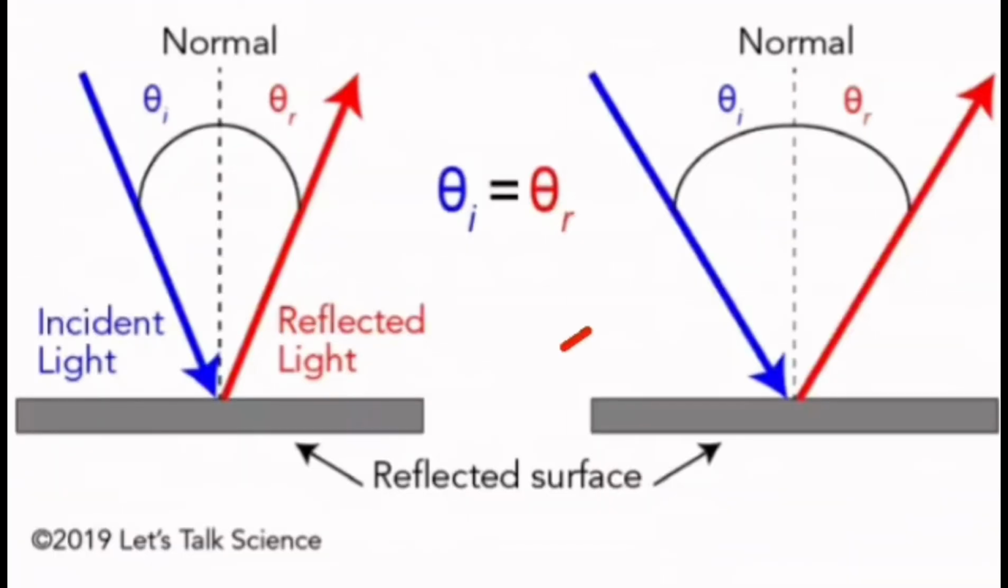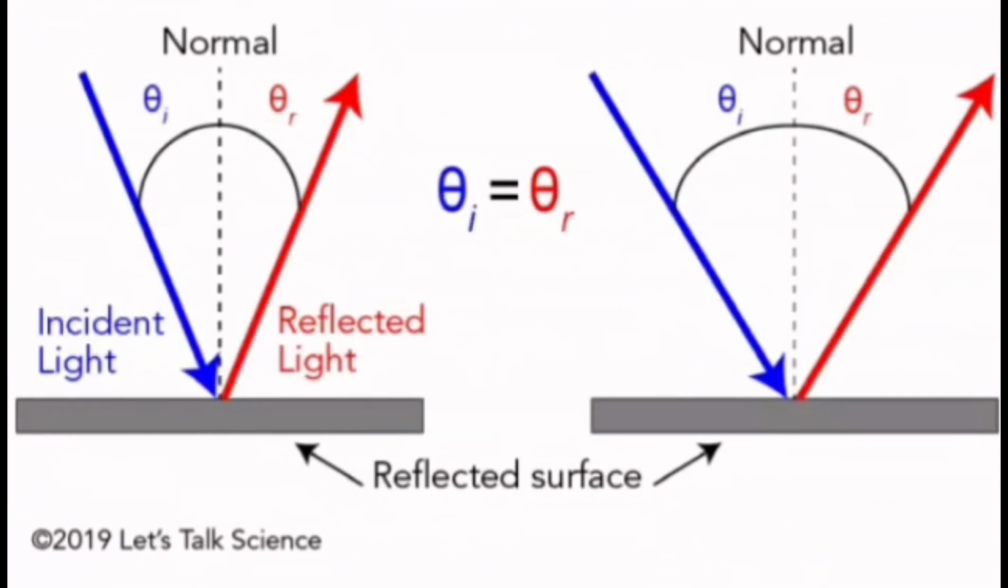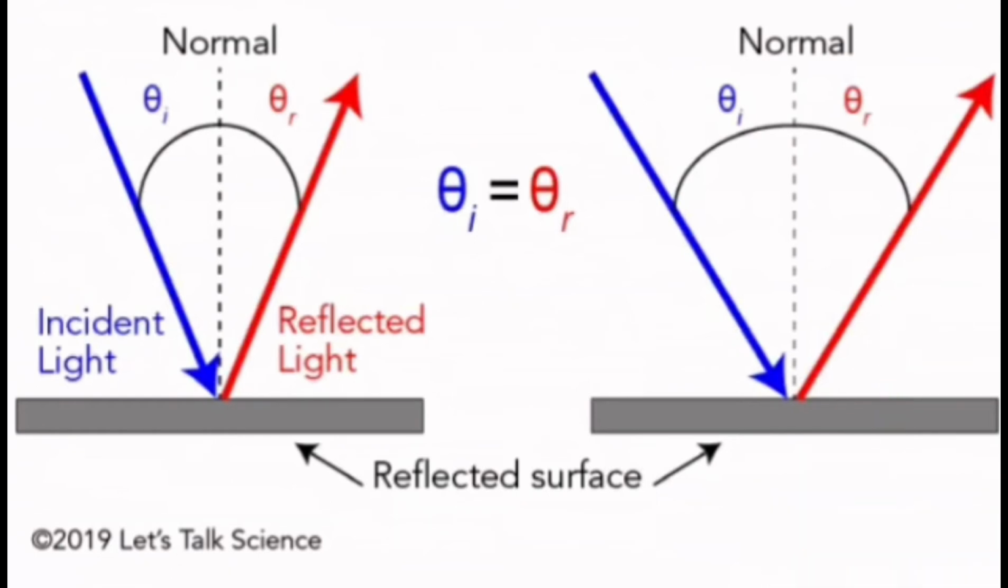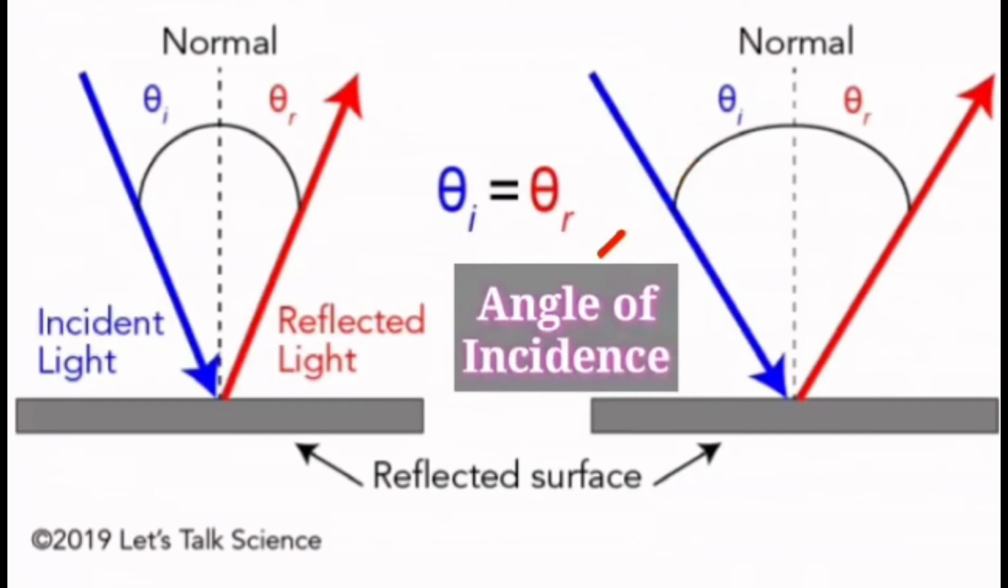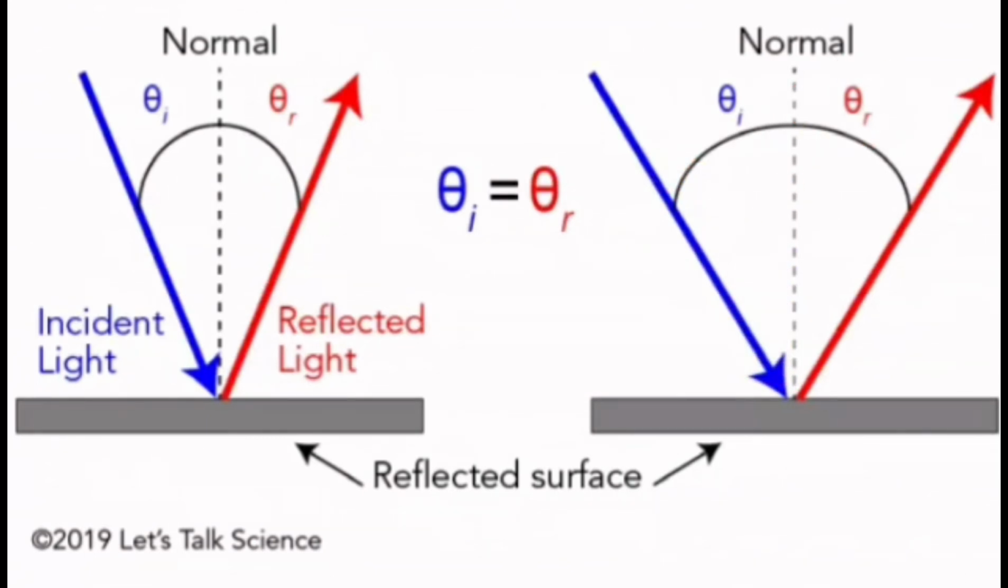The ray that hits or strikes the surface is called the incident ray, and the ray that is being sent back from the surface, or the ray that rebounds from the surface, is called the reflected ray. We have this line perpendicular to the reflecting surface called the normal. The angle between the normal and the incident ray is the angle of incidence, while the angle between the normal and the reflected ray is called the angle of reflection.